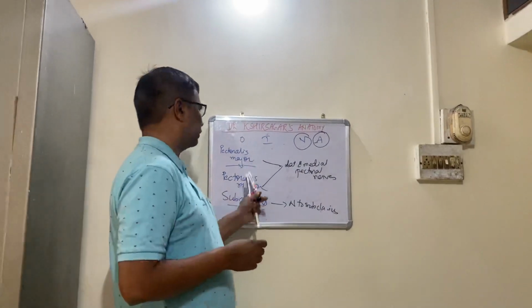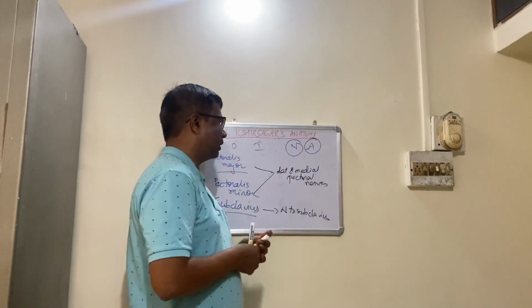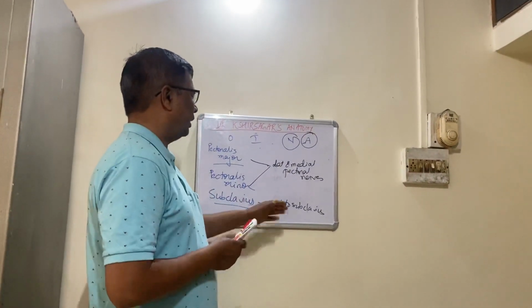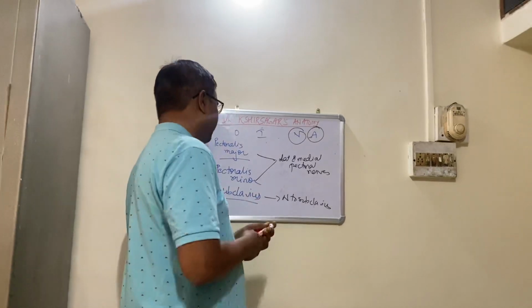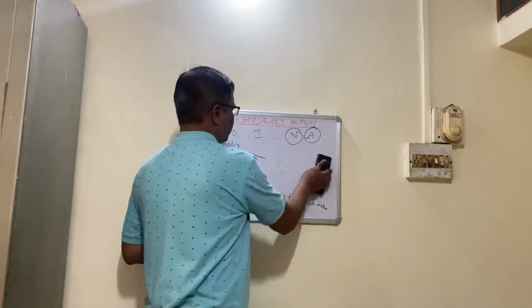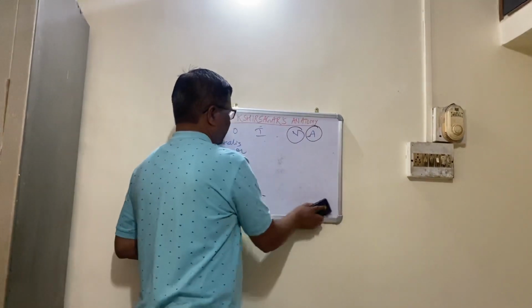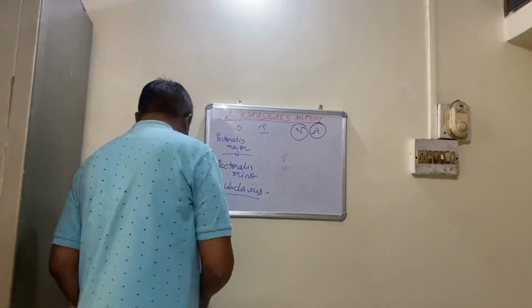The first and the second, pectoralis major and minor, both have a common nerve supply. They are the lateral and the medial pectoral nerves. And the nerve supply of subclavius is the nerve to subclavius. Now we'll understand the actions of these muscles. Pectoralis major is a big muscle and it has important actions. What are the actions of pectoralis major?